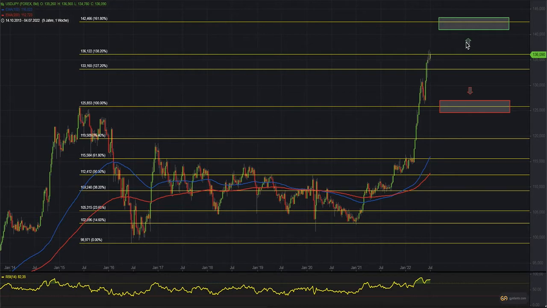These two arrows, the arrow to the upside is a possible target for the bulls, and the arrow to the downside here, the red one, is the target for the bears. The possible target for the bears is at the 125.85.3 100% marker, so a so-called setback to that one here. So you see there could be some kind of relief in the coming days or weeks, just because we are way overbought here. The relative strength index on the weekly time frame shows an 82.35 level, so way overbought.